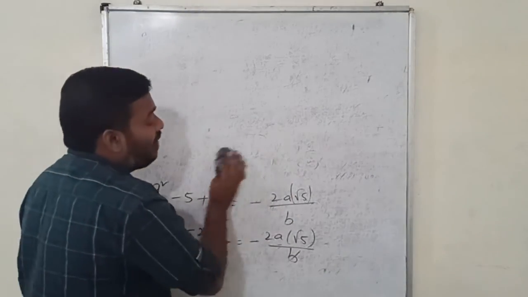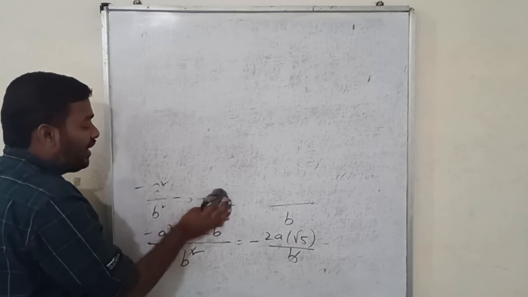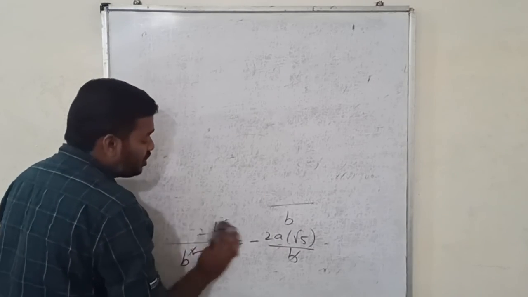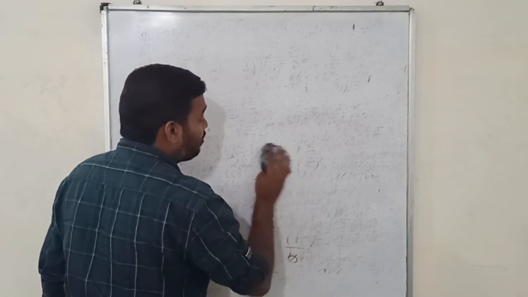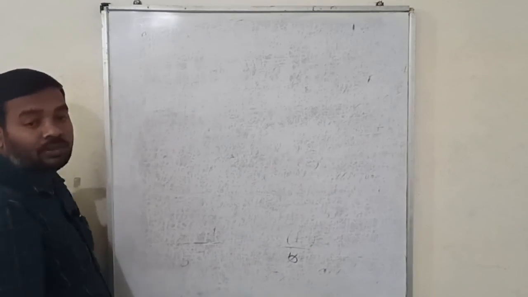So with this we have completed a part of real numbers, that is Euclid's division algorithm, prime factorization, rational numbers and their decimal expansion, and irrational numbers.